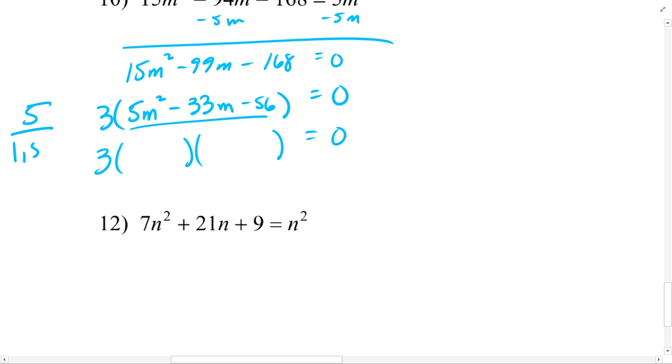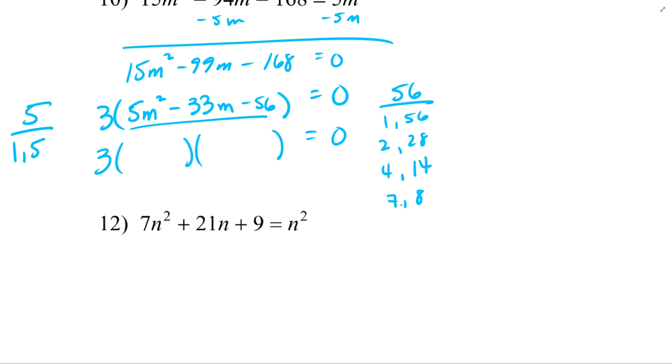So I'm thinking of my factors of 5, which are 1 and 5. I'm thinking of my factors of 56, which are 1 and 56, 2 and 28. Let's see, I don't think 3 is going to work, but 4 times 14 works. 5, 6 doesn't work, but 7 times 8 does. Now I was able to come up with that list in my head because I'm very familiar with our times tables. If you need a computer or calculator to come up with that list, that would be fine.